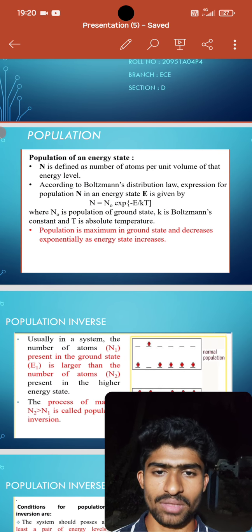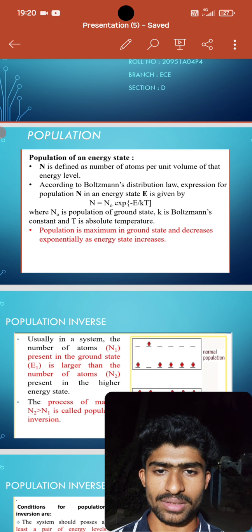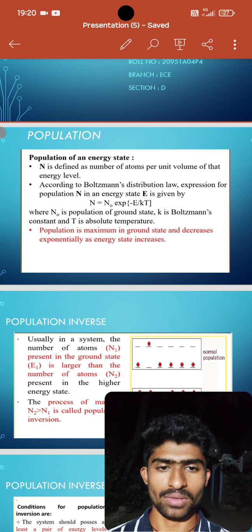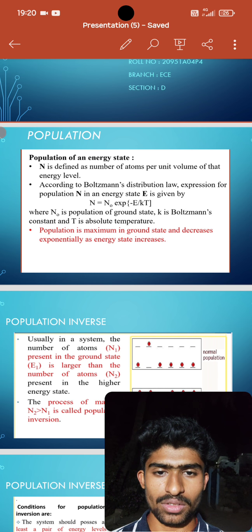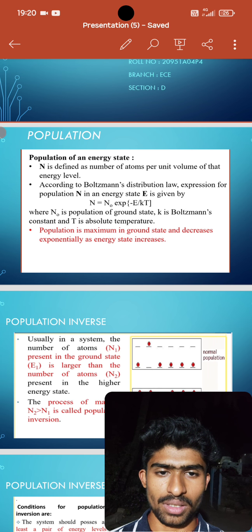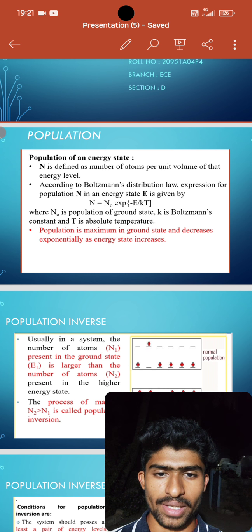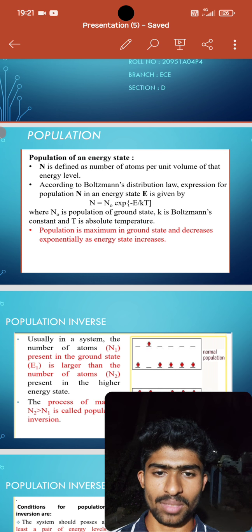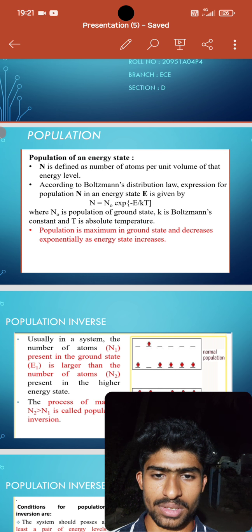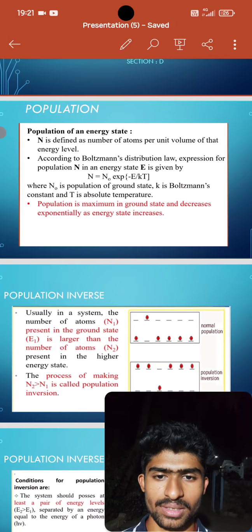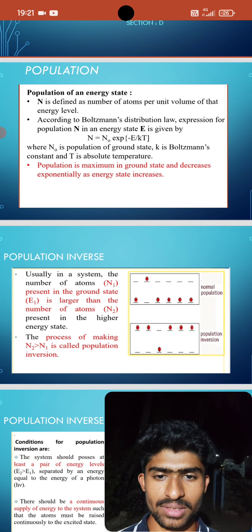Population definition: the population of an energy state is defined as the number of atoms per unit volume of that energy level, according to the Boltzmann distribution law. The expression for the population N in an energy state E is given by N equals N0 exp[-E/kT], where N0 is the population of the ground state, k is the Boltzmann constant and T is the absolute temperature. Population is maximum in the ground state and decreases exponentially as the energy state increases.